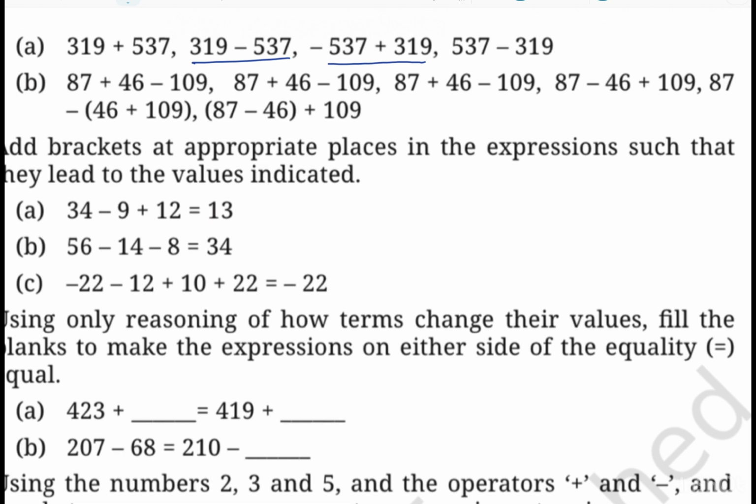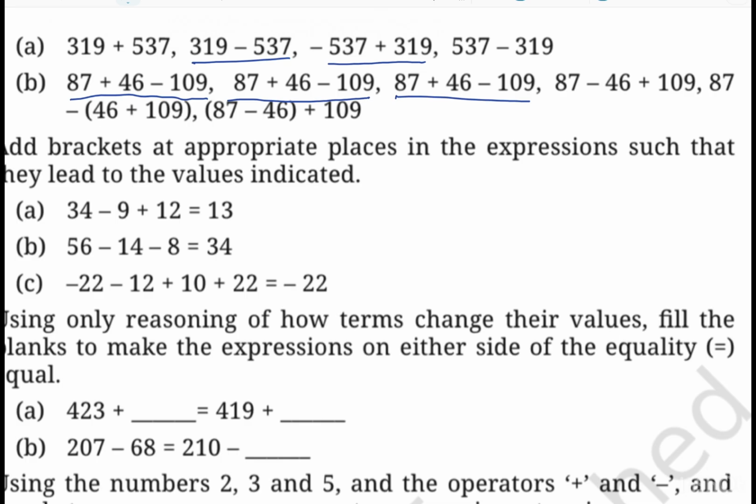Next question, we have 87 plus 46 minus 109, but these two are equal. There is no change in brackets or signs. This is also equal because there is no change. Maybe there is a mistake in the question.